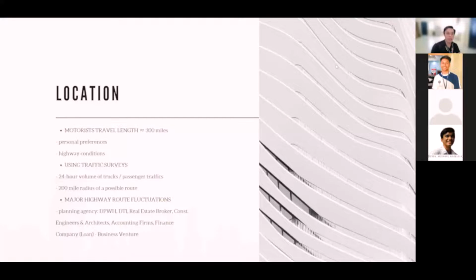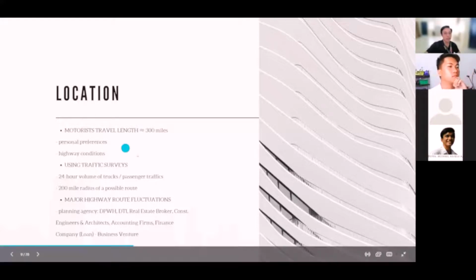Personal preferences and highway condition. What is the condition of the highway? Makakadaan ba lahat ng tourists, ng traveling tourists here? And also, it really depends also sa personal preference ng user nyo. Usually, nadadaan to sa how you present your motel designs in the site.